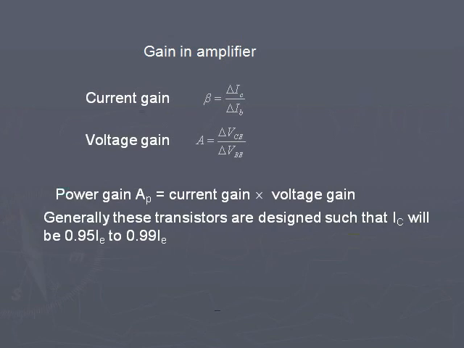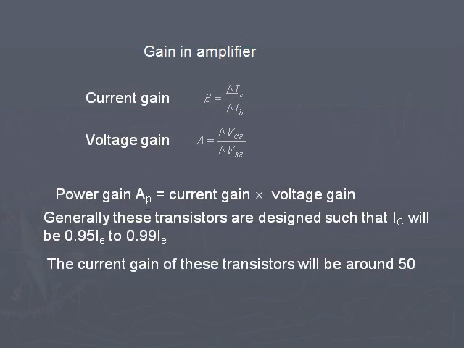Generally, these transistors, NPN common emitter configuration transistors, will be designed such that IC will be 0.95 IE to 0.99 IE. The collector current will be about 0.95 times the emitter current to 0.99 times the emitter current. The current gain of these transistors will be around 50. Sometimes the transistors will be designed with a current gain beta of value 50.